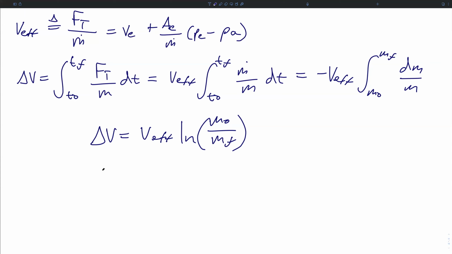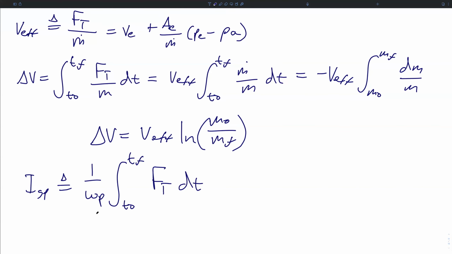We augment the ideal rocket equation with the definition of specific impulse. Specific impulse is defined as the ratio of the total impulse generated, that is, the integral of the thrust force over the time of thrust, to the propellant weight, which we call WP. And it's important to note that this is propellant weight, not propellant mass, and specifically the weight at Earth normal gravity, so at Earth's surface.